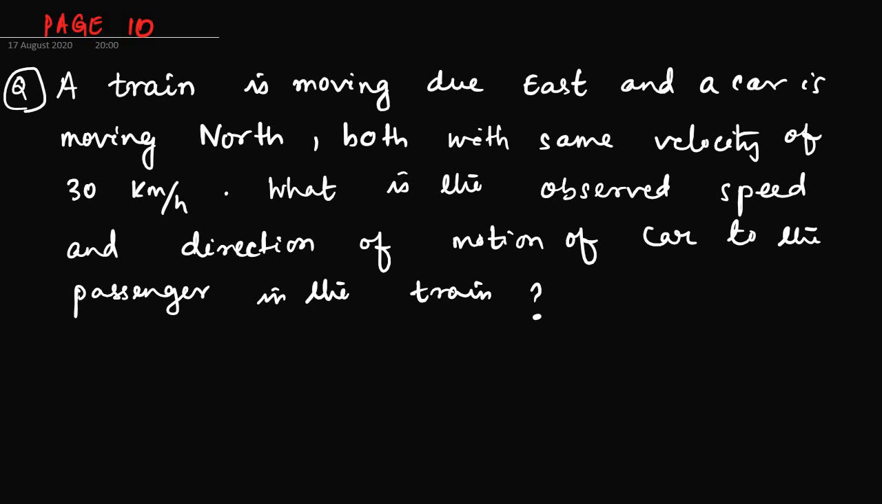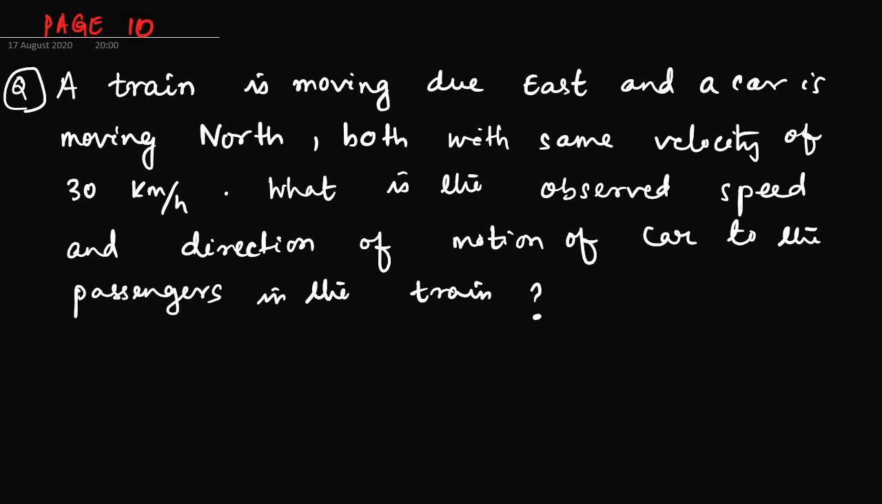So this is the question. A train is moving due east. You can take a screenshot of it or you can write it down as you like. So it is moving due east and a car is moving north, both with the same velocity, that is 30 km per hour. What would be the observed speed and direction of the motion of the car to the passengers in the train?